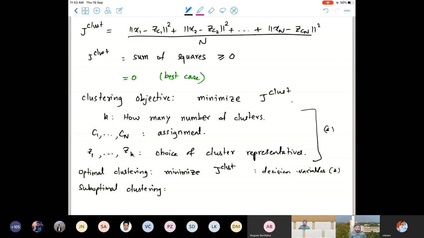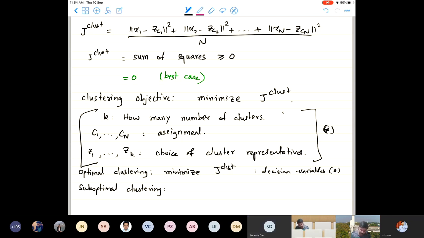Sorry, didn't follow, what is star? Star means all of them, all these variables. So for a given K we are minimizing, right? Are we minimizing for a given value of K? Because otherwise it will always be 0. We can always make it 0. What is the value of K?